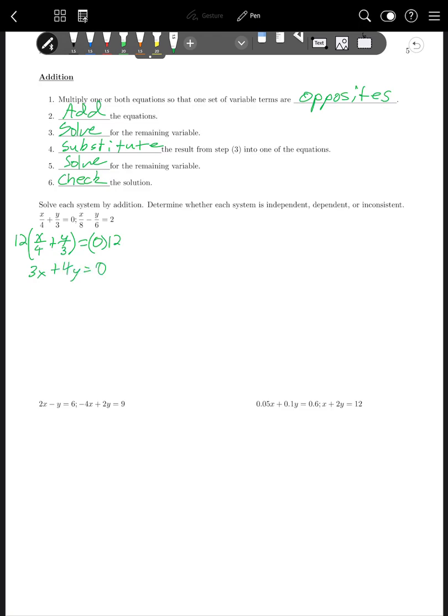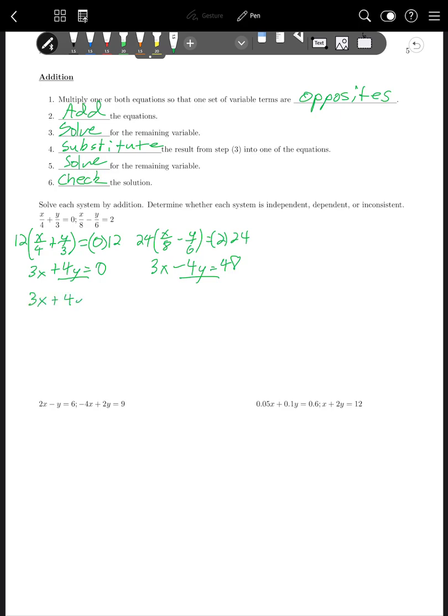And then for the one on the right, the number we can multiply by is 24. So if I multiply both sides by 24, so 24 times x over 8 is 3x. 24 times negative y over 6 is negative 4y, and 2 times 24 is 48. Now notice, in this case, I multiplied both equations, and now one of the variable terms are opposites of each other. So what I want to do is add these two equations together.